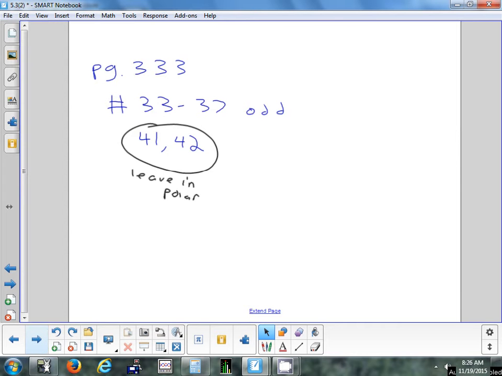Homework is the same page as last night. It's page 333, 33, 35, and 37, and then 41 and 42. In 41 and 42, I think they ask you to convert something to rectangular. Just leave your answers in polar. Don't do what they're asking you to do in 41 and 42. Just leave it in polar.